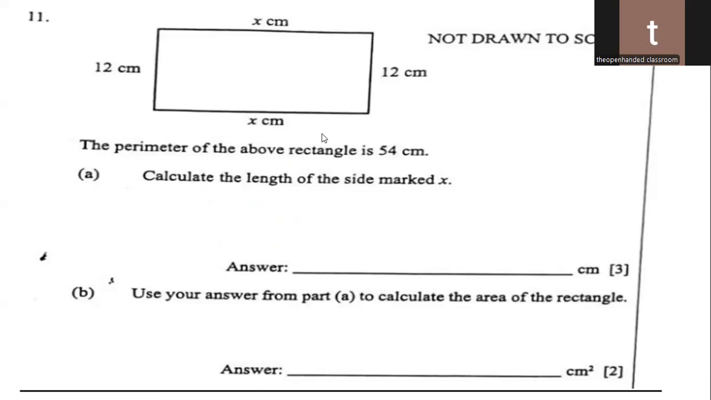Very good. So what sort of shape are we dealing with at this point? What shape is this? A rectangle. Very good. So we're dealing with a rectangle. Now when we look at a rectangle, what do we know about it? We do know that for a rectangle, opposite sides are equal. Now they say they want the perimeter.